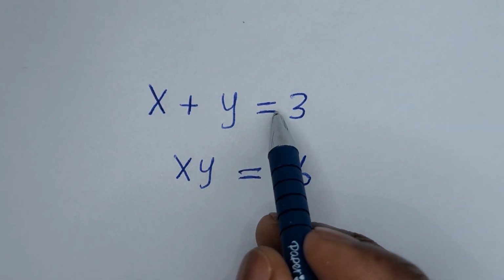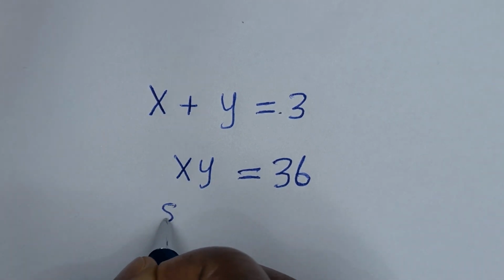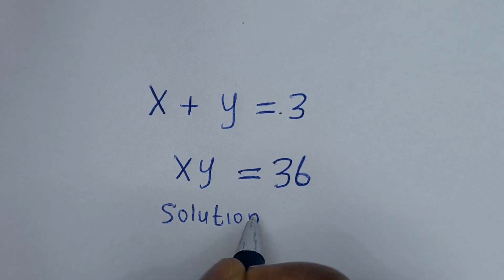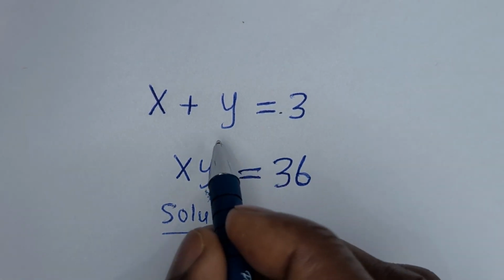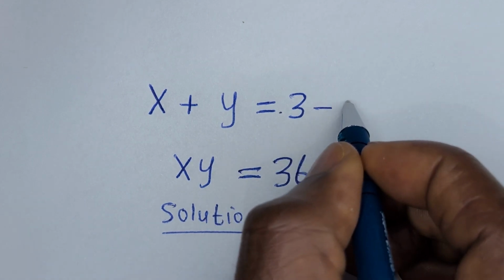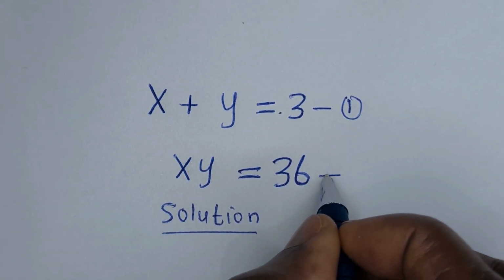x plus y is equal to 3, xy is equal to 36. Solution. x plus y is equal to 3. Let us call this equation 1. xy is equal to 36. Let us call this equation 2.